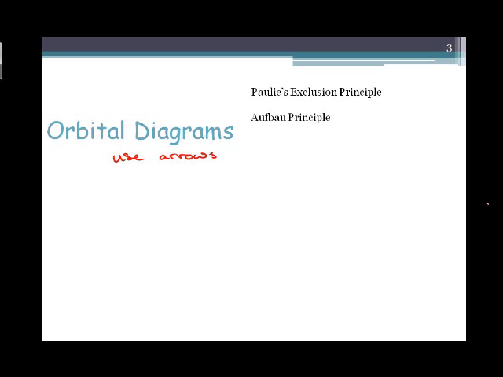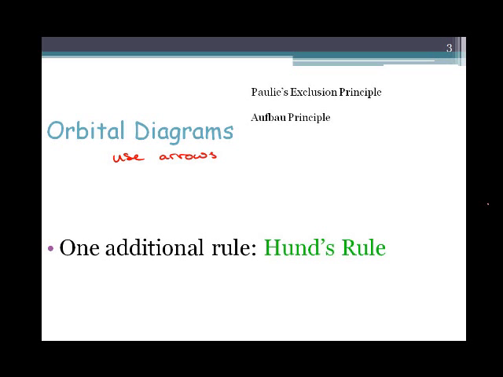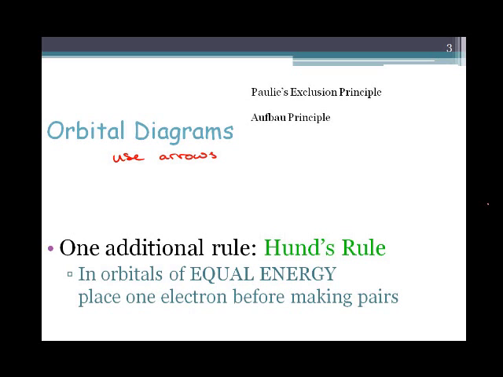We need another rule in addition to Pauli's exclusion principle and the Aufbau principle. We need Hund's rule. Hund's rule tells us that in orbitals of equal energy, we have to place a single electron before we make a pair. It also tells us that our single electrons must be spinning the same way. So let's practice.